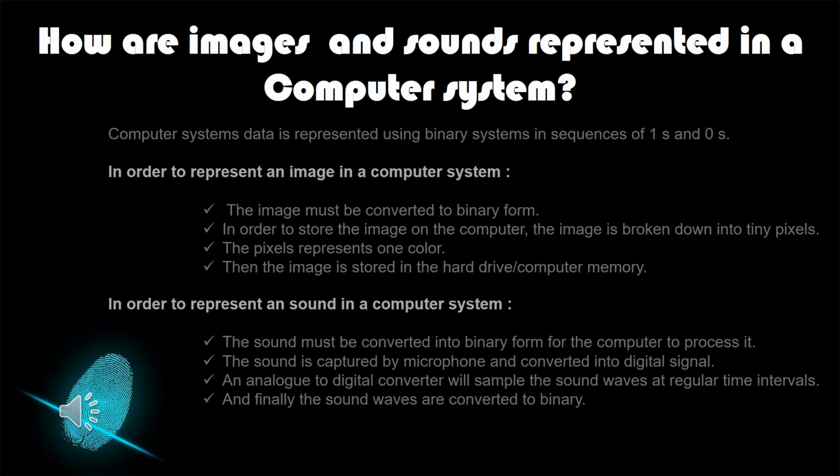Representing images and sounds. Images and sounds are also stored in binary. For images, each pixel's color is converted into binary. For sound, the analog waves are sampled at regular intervals and each sample is stored as binary.